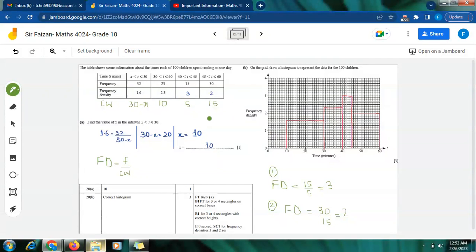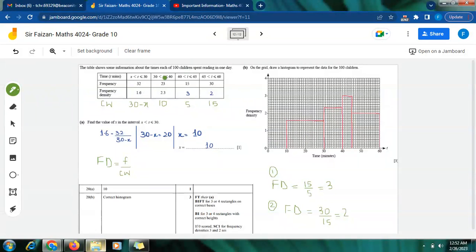Since I have to draw 1.6, this means this is 1.1, 1.2, 1.3, 1.4, 1.5, 1.6. This is 1.6, and I will start off with 10. So I will draw a line like this up to 1.6, and the interval is from 10 to 30. So I will draw a horizontal line till 30, and then I will drop it to 30. So this is the first bar.